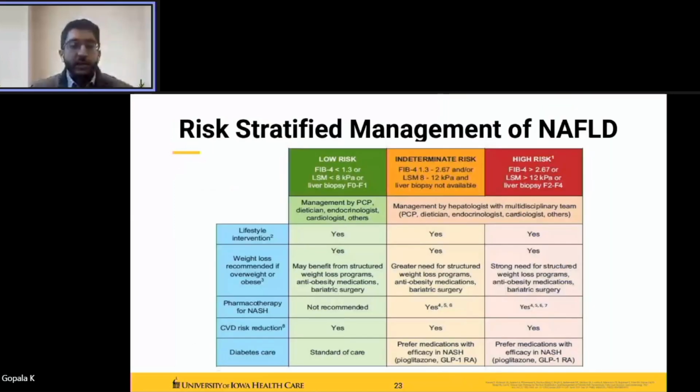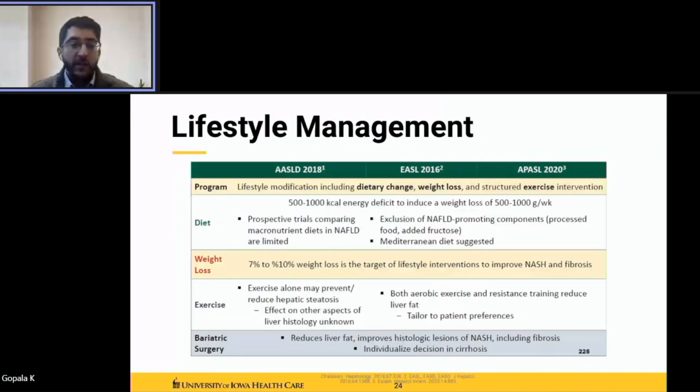So once you've risk stratified them with the fibrosis scores, this can help you in management as well. If they're low risk and their FIB4 is low, or the biopsy shows low F1 or F0 fibrosis, this can be managed in the primary care setting with lifestyle management, and they don't really need pharmacotherapy for NASH at this point. And in all of these, you would do risk reduction for cardiovascular disease and care for diabetes, but in the higher-risk settings, we have some preferences. So what's lifestyle management? What do you tell your patients?